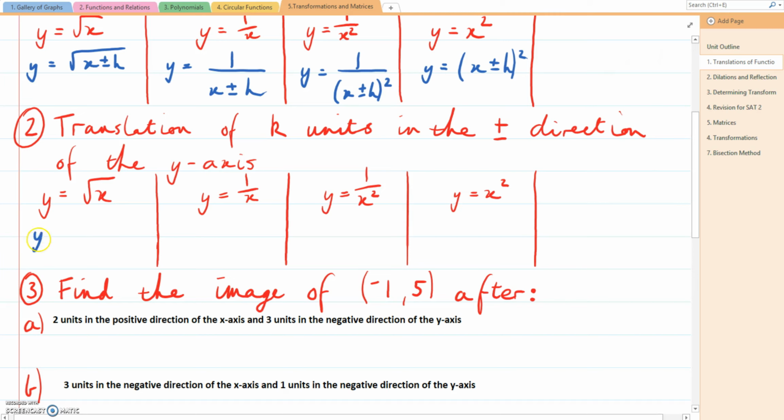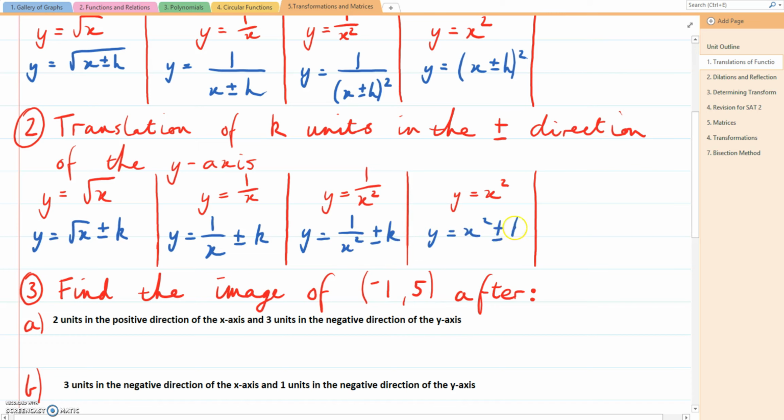So this would become y equals the square root of x plus or minus k, y equals 1 over x plus or minus k, y equals 1 over x squared plus or minus k, and y equals x squared plus or minus k. So it's the same thing for all of those. Plus k would translate our function upwards, and minus k would translate our function downwards, shifting it downwards.